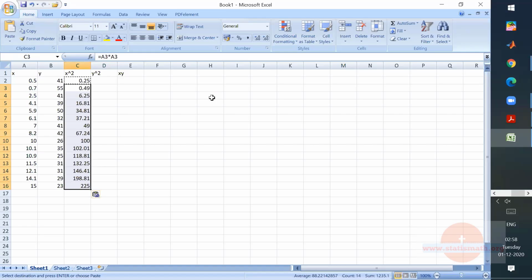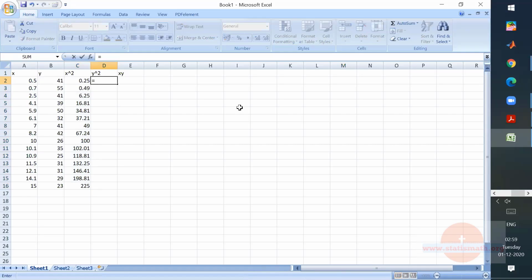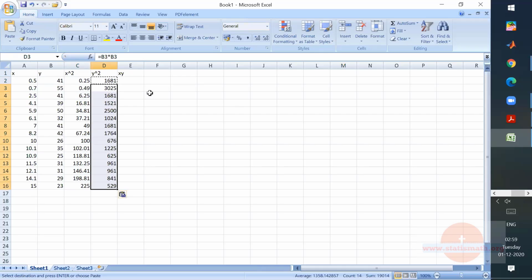So you'll get square for everything. You're getting it? Okay. So similarly, you want the y square. So put equal to. Okay. So what is the first cell? It is B2. So B2 multiply B2. Okay. B2 multiply B2. So what are you getting? This cell. So press Control C, then select all the other cells and press Control V. So you'll get everything. Are you following, guys?